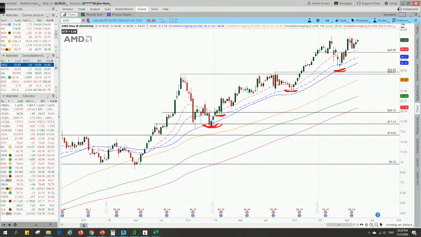So right now it's currently at a high, facing a resistance, the previous resistance at like $57.74, close to 58 or even $60. So this is the resistance zone that is being faced by AMD right now.